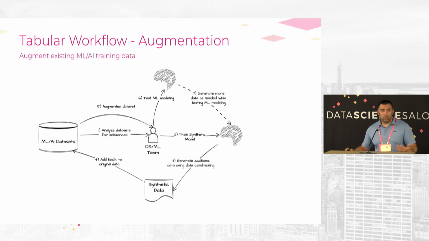Once that happens, you can add that data back into your training set, continue with your ML AI experimentation, see how your classification or regression models are performing, and then keep iterating and tuning to make sure that you're building an ML AI data set that is balanced in the way that you need it.